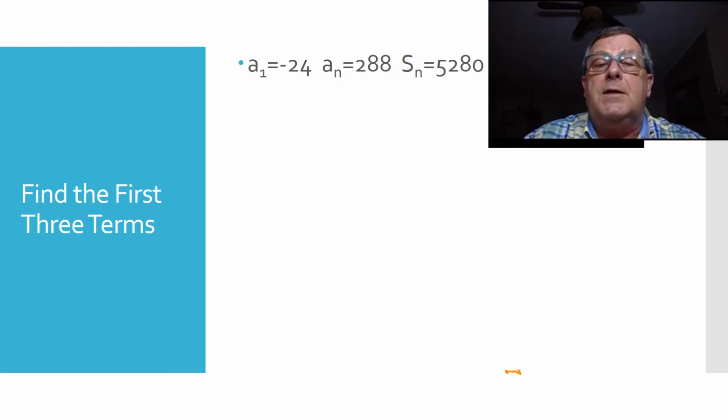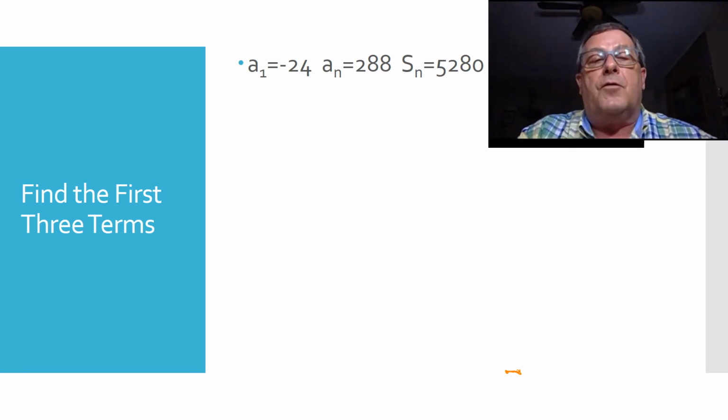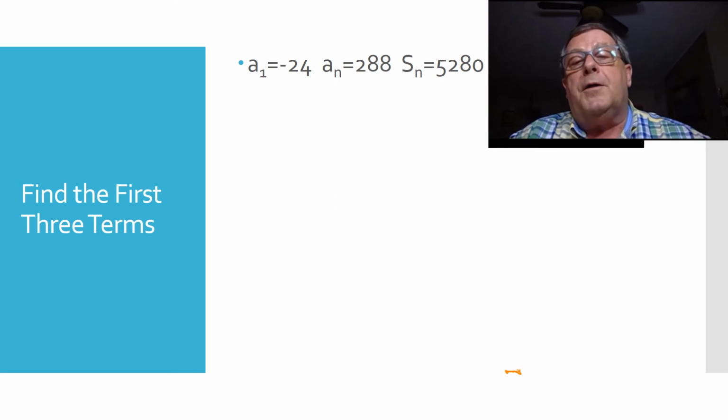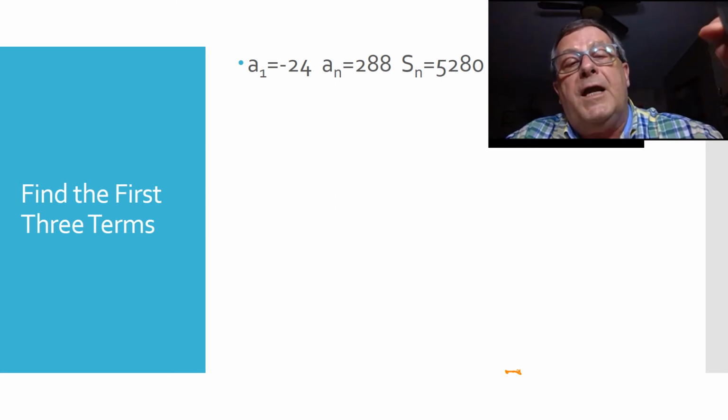Now, there's something we don't know that we need in order to find the first three terms. We don't know how many terms there are in the series between negative 24 and 288 that could possibly add up to 5,280. We need the number of terms in order to find the common difference. Once we get the common difference, we can apply it to a1 and pretty easily provide the first three terms. So how are we going to do this? Well, we're first going to solve for n using our sum formula.